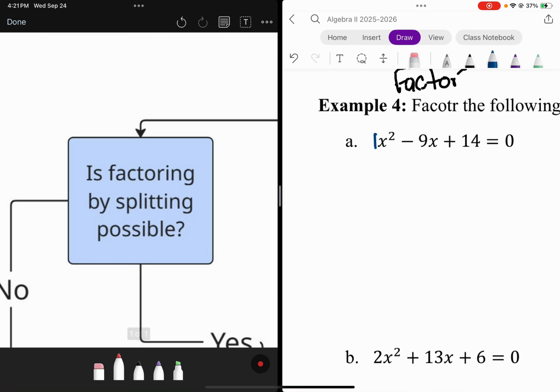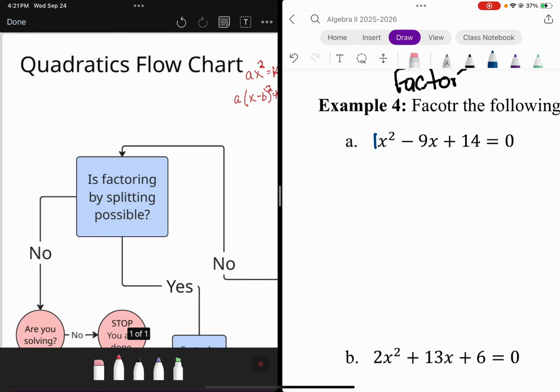Then we are going to check, is factoring by splitting possible? That is the method that I'm going to go over for factoring. If you choose to use a different method, that is okay. This is the one that I'm going to use and have on the answer key.